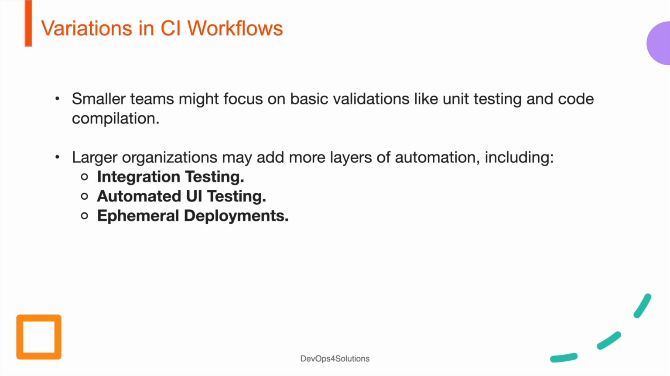Variations in CI workflows: smaller teams might focus on basic validations like unit testing and code compilation, that's it. Larger organizations can add more layers to the CI process, like integration testing, automated UI testing, and ephemeral deployments, as I told you. So CI varies from team to team. It provides the platform to have as much validation as you want, but there is no direct rule that you have to have this in your pipeline. It depends entirely on the requirements of the application.